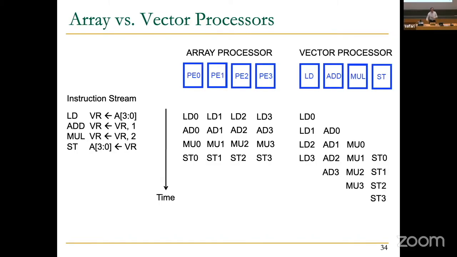You can see that the vector processor takes longer because its resources are, let's say, more frugal. It's not as expensive as an array processor. But this is the time-space difference. If you look at an array processor, you do the same operation at a given time. And this is the time axis over here, and this is the space axis.